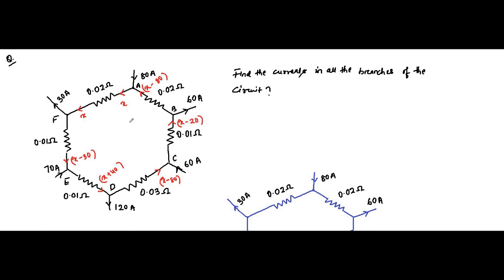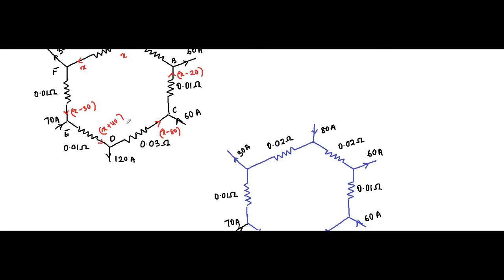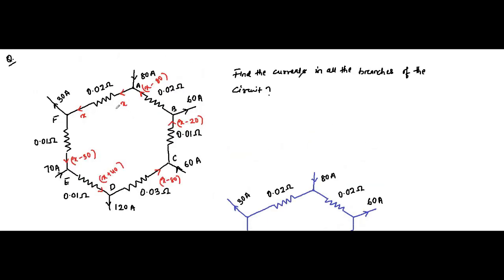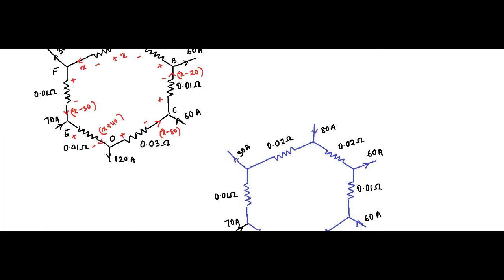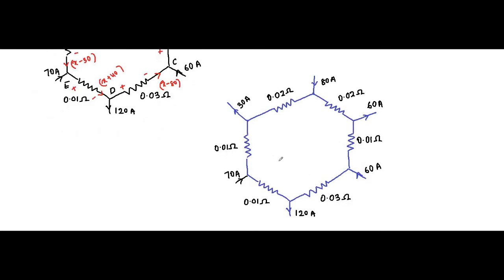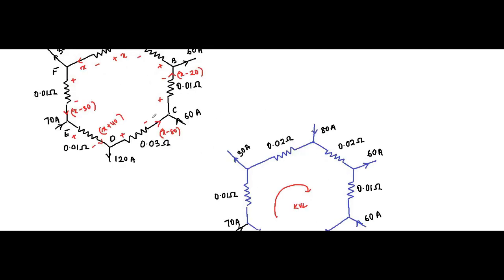Now we will assign the polarities. So here the polarity will be plus minus, here also it is plus minus, current always flows from positive to negative, here also plus minus, and here also plus minus. Now all we have to do is apply KVL in this closed loop starting from A to F, like this. We will apply KVL. Okay, here is the KVL path.